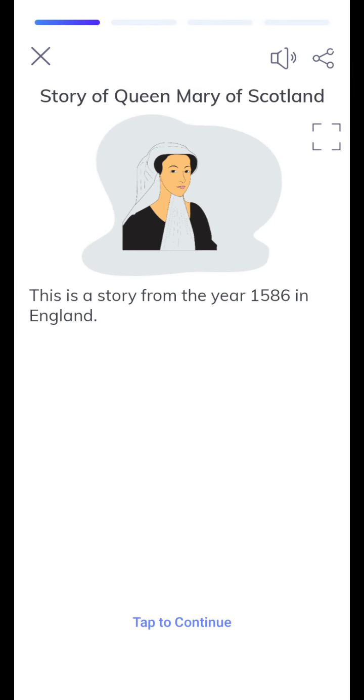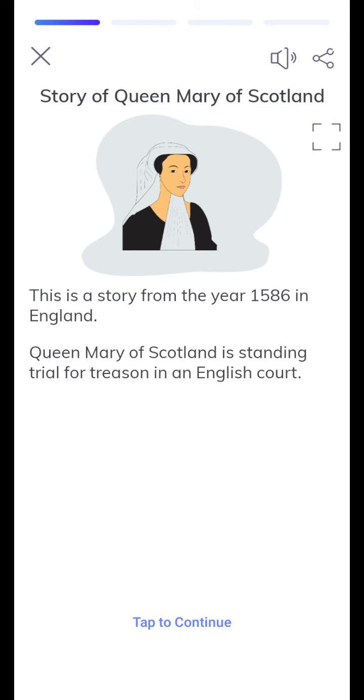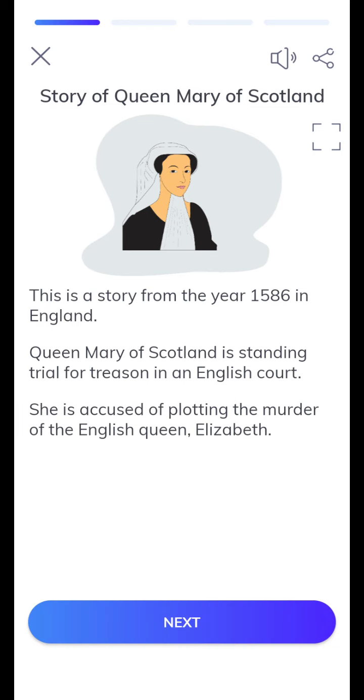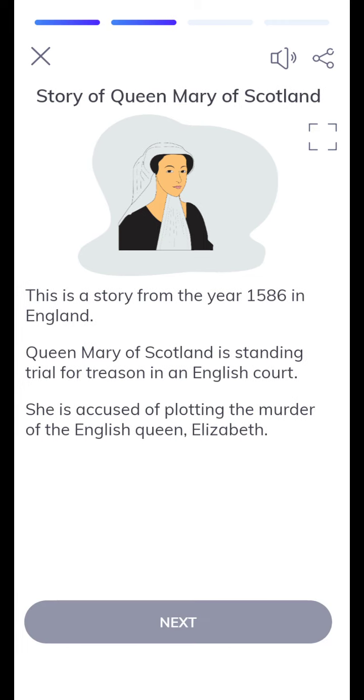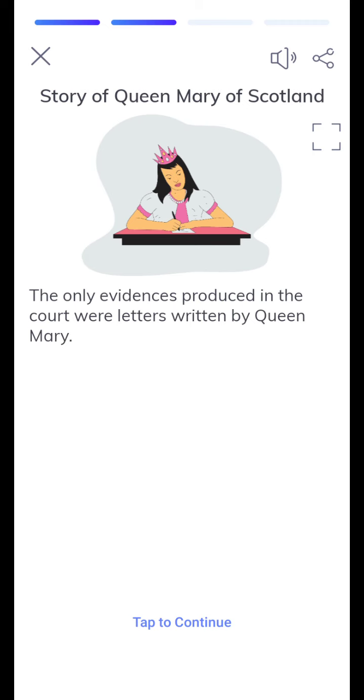This is a story from the year 1586 in England. Queen Mary of Scotland is standing trial for treason in an English court. She is accused of plotting the murder of the English Queen, Elizabeth. The only evidence produced in the court were letters written by Queen Mary.